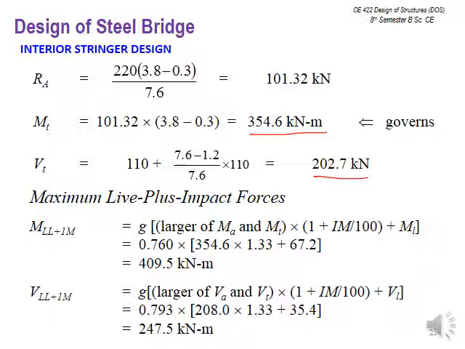For that you can go directly to the moment and shear equations to get the maximum live load plus impact forces. You have to incorporate the 1.33 impact factor, the lateral live load distribution factor, and the longitudinal distribution. As I have told you, this step is the longitudinal distribution. Here you get 409.5, and I have explained this equation well in example 9.1, so I'm not explaining it in detail here. So 247.5 for the shear and 409.5 for the moment.